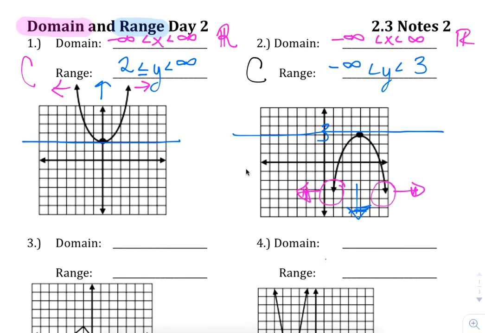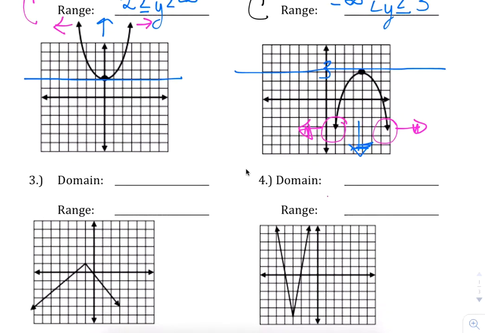Am I equal to? Yes. I definitely touched the 3, so we're going to put an equal to because I have this dot right here. Or you could say I have a closed circle. I bounced off that number. Okay? If you need to pause it, go ahead and do that. We're jumping down to problems 3 and 4.